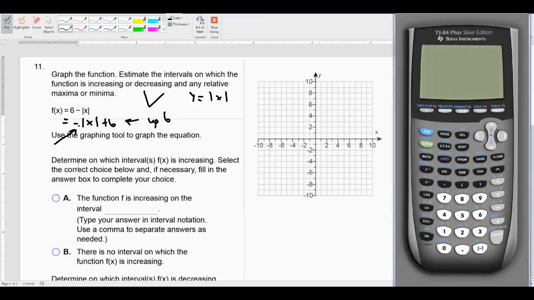That means that that negative is taking all those positive y values and flipping them upside down. So instead of being up here, they're going to be down here. So that means it's going to be flipped over the x-axis. So if you flip over the x-axis and then you move it up 6, it should look something like this.